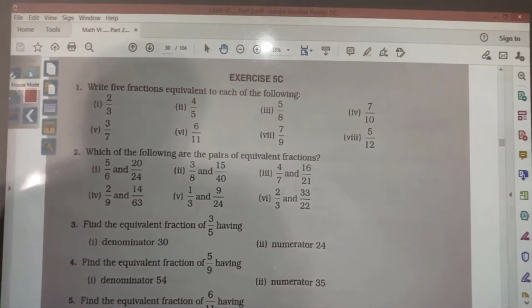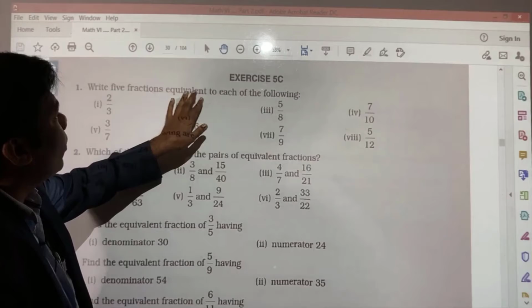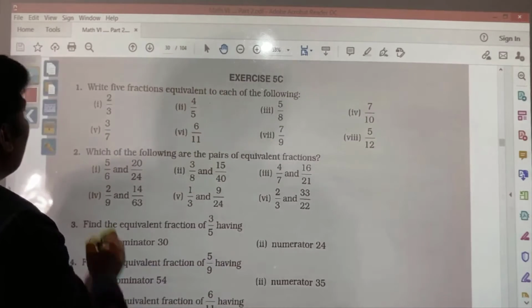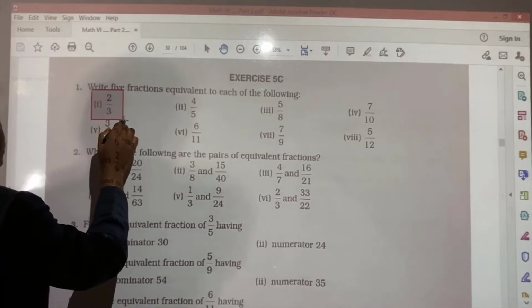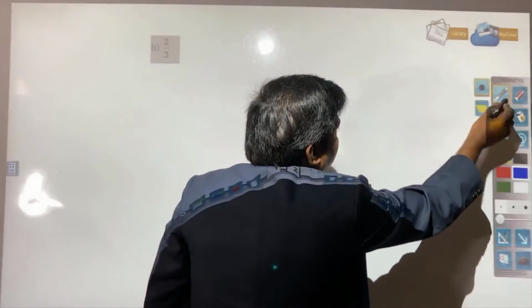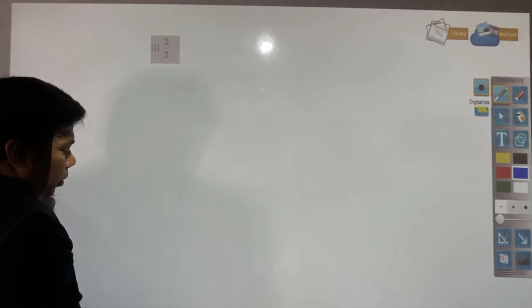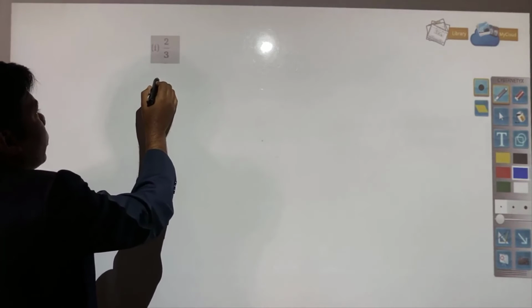Then you have exercise 5C. Write 5 fractions equivalent to each of the following. What we need to do? One question I am solving, you see, and you try to do the others in the same way. You need to write down 5 fractions equivalent to 2 by 3. So what we need to do?